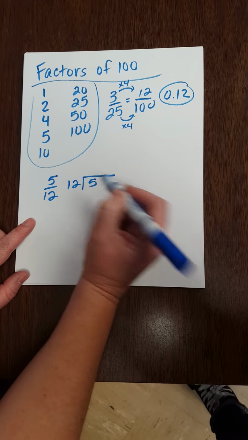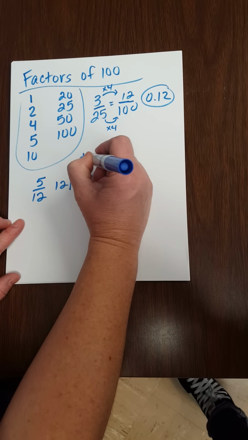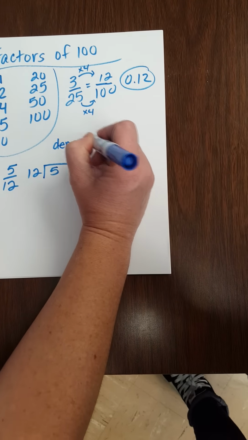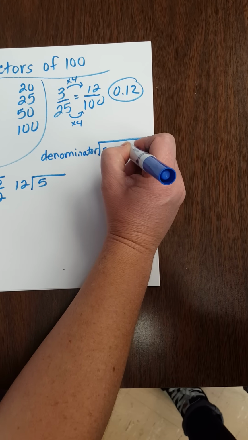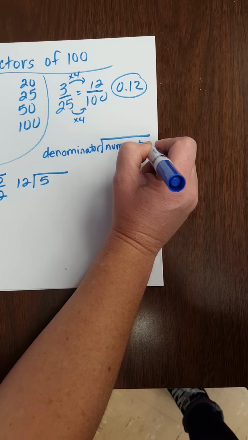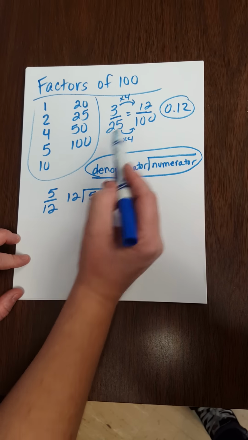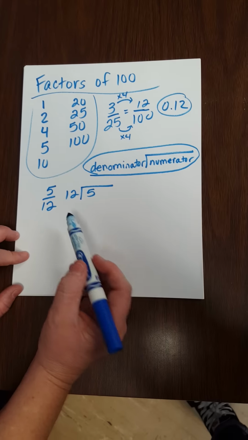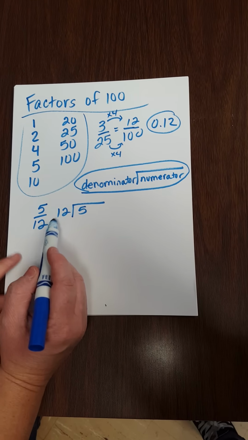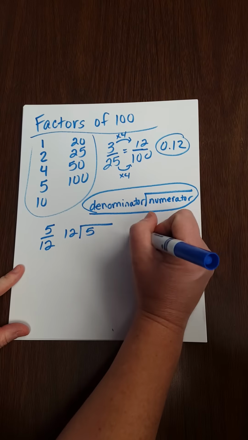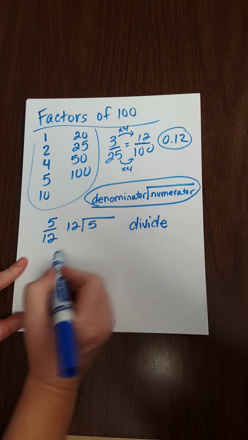So it's 5 divided by 12. Another way to write this down would be your denominator is out here and your numerator is in here. So it's numerator divided by denominator. You need this in your journal for sure, okay? So I'd like to see all these things on here. This strategy works when your denominator is a factor of 100. 12 is not a factor of 100, so that strategy does not work. The next strategy is to divide. That always works, okay? Numerator divided by denominator.